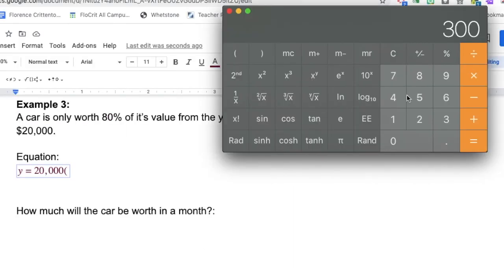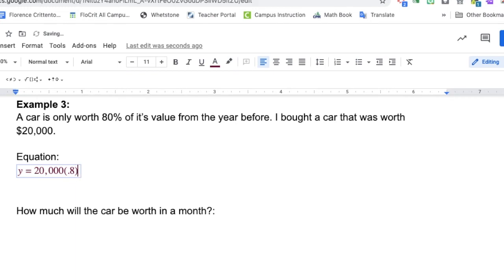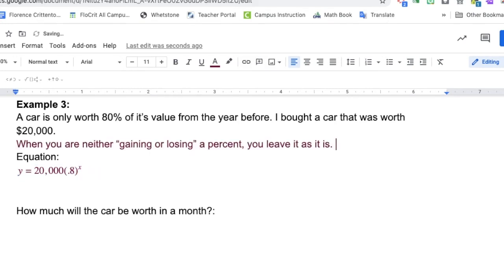Well, the percent says 80%. If I divide that by 100, I get 0.8. And this time, it is the multiplier. Because I'm not gaining 80%, I'm not losing 80%. It's that each year it's worth 80% of its value from the year before. So because of that, the decimal is just the way it is, because you're neither gaining nor losing. You just leave it as it is. If you're neither gaining it nor losing it, it's just the percent of it that's left.